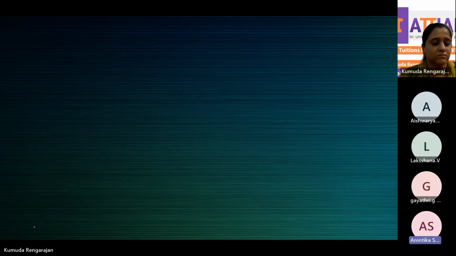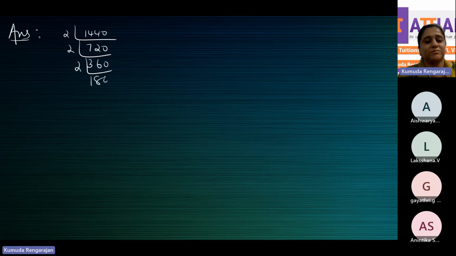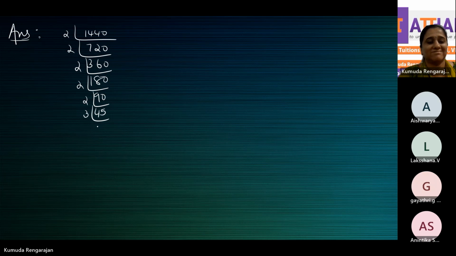So 1440, when you prime factorize it. 2 sevens are 14, 2 twos are 4 and 0, so 120. 2 sixes are 12 and 0. Okay. I think you've taken the factors in a different order, right?